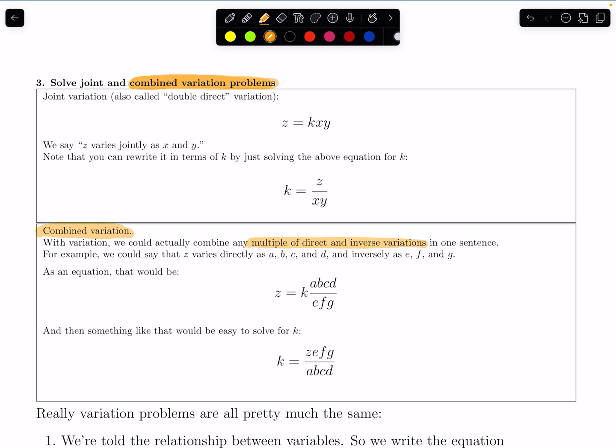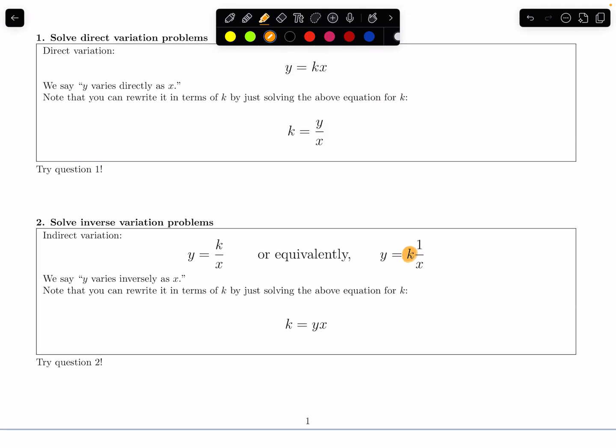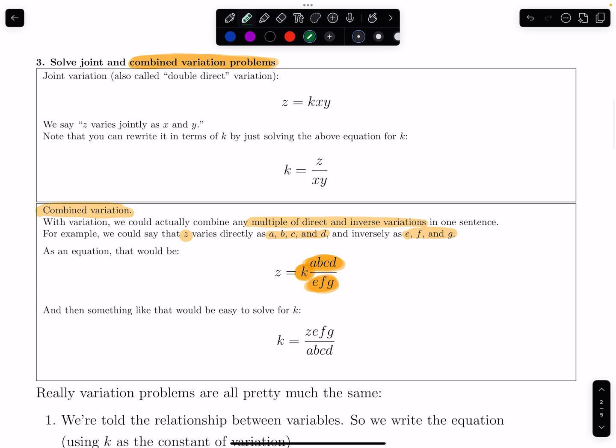So we say, for example, z could vary directly as a, b, c, d. And that just means a, b, c, d go up top. And inversely as e, f, g. That means the e, f, g go on the bottom. I just randomly chose 4 and 3, but this could be any number of variables up top, any number of variables on the bottom. And then the constant of variation out to the side, multiplied together. Now you see the reasoning for how I labeled the inverse variation this way with the k on the side. But if you wanted to, you could rewrite this with the k up top as well. I just separated it so you can see a little more distinction between the constant and the variables.